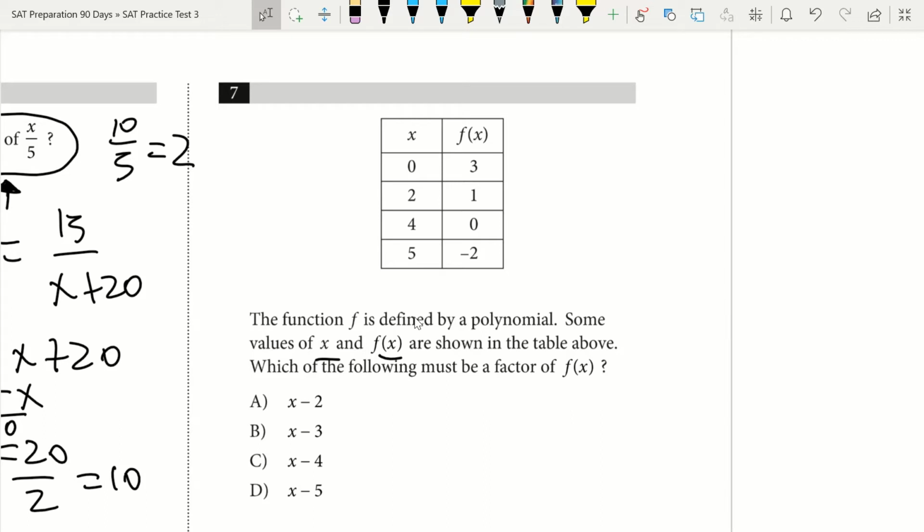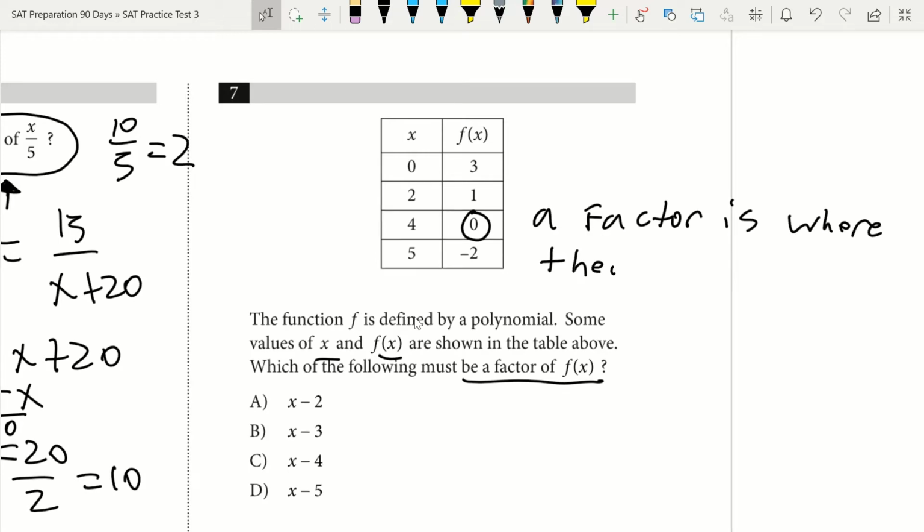Which of the following must be a factor of f of x? Well, factors are where f of x equals 0, right? So a factor, and if you don't have this in your notes, you should, because we talked about it with parabolas, but if you don't, put it in there. A factor is where there is an x-intercept, right? X-intercept.